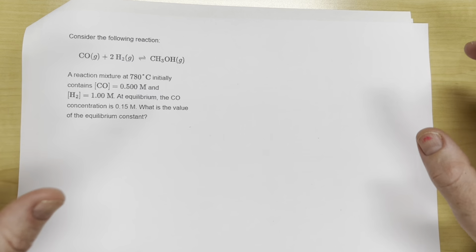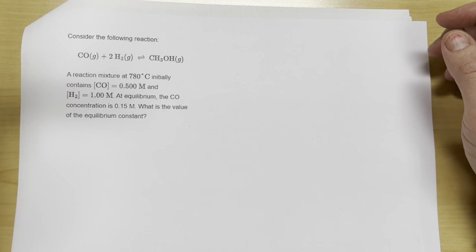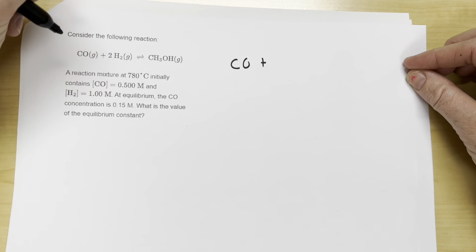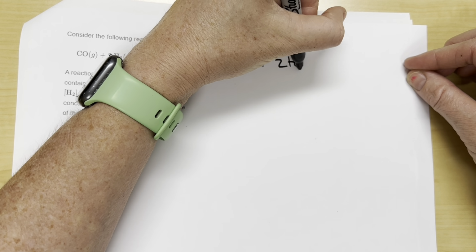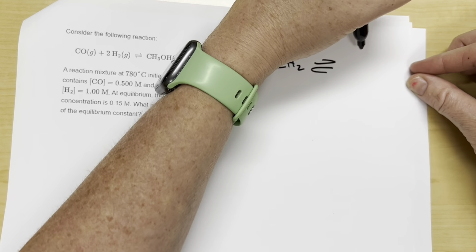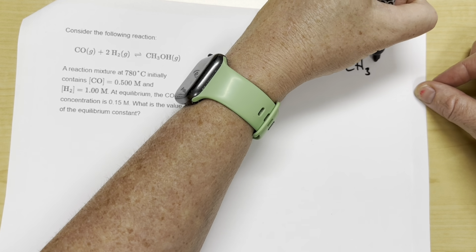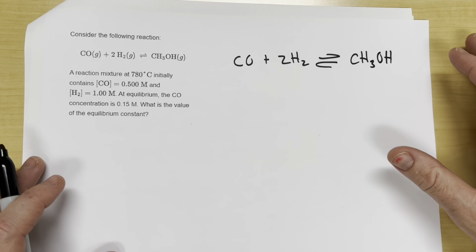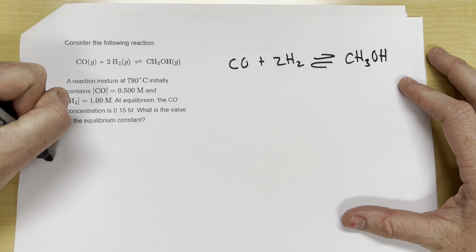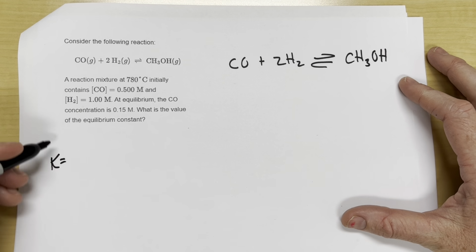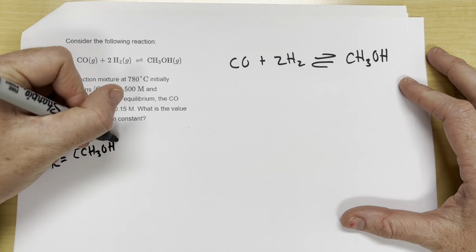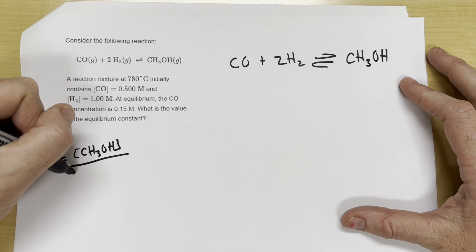That's a lot of words, so what we do is build an ice table and try to put everything where it goes. So we've got CO plus 2H2 in equilibrium with methanol here. Another thing that I like to do, just to get it out of the way so I don't make mistakes, is write the equilibrium expression. I know that that's going to be my products over my reactants.